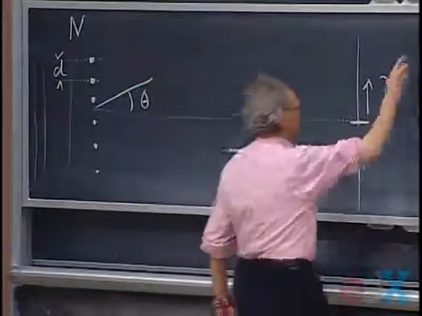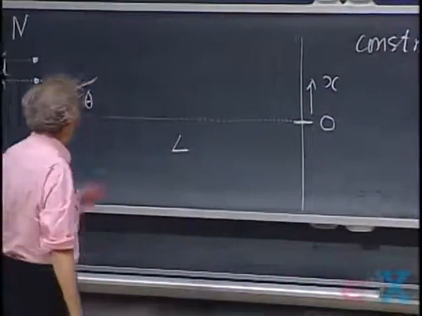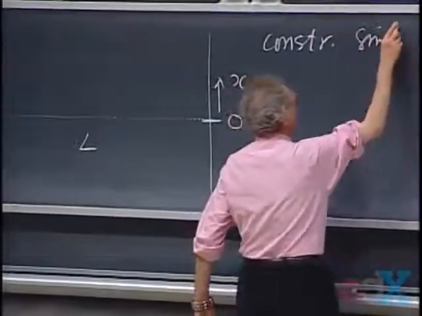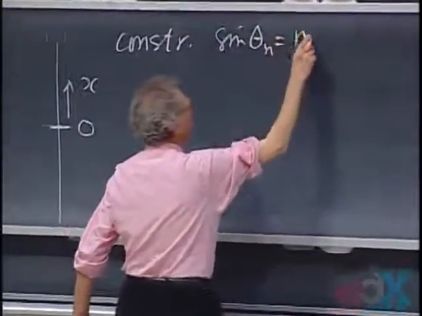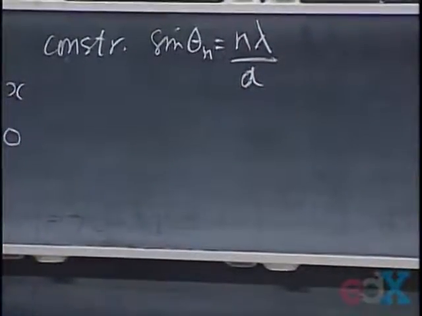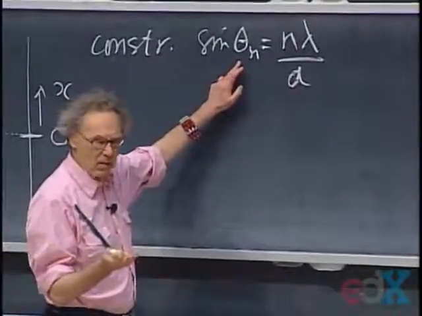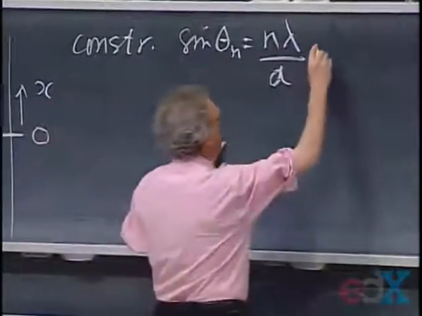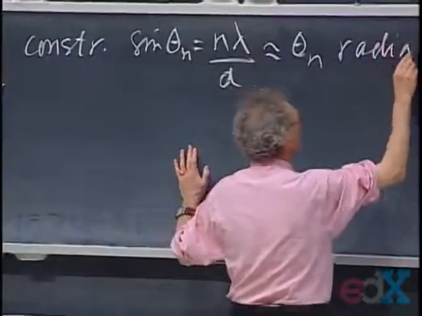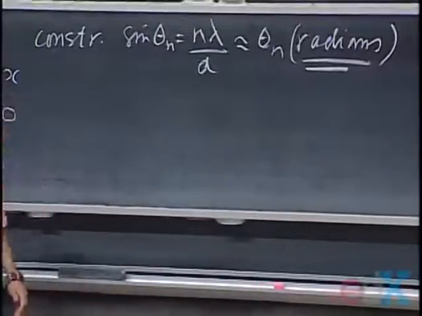You will have constructive interference, exactly the same situation that we had with the double slit interference pattern, when the sine of theta n equals n lambda divided by d. And if you're dealing with very small angles theta, you should all remember that the sine of an angle is the same as the angle itself, provided that you work in radians. So for small angles, you can always use this approximation. You remember that it is in radians, and that's only then the small angle approximation.